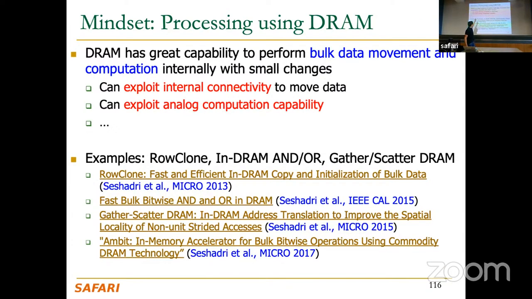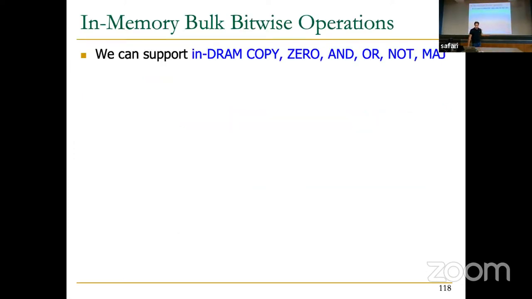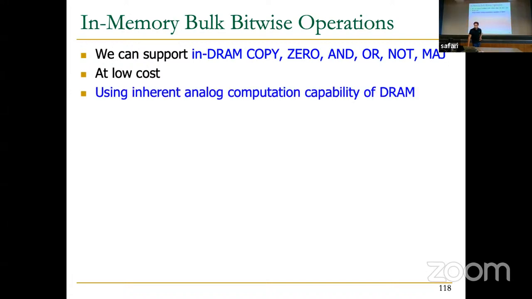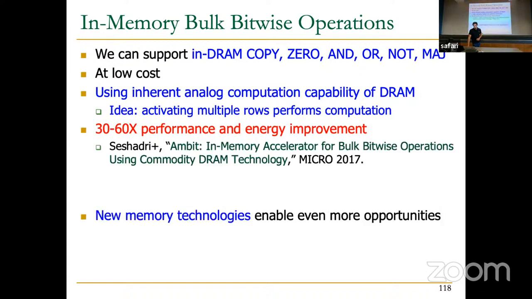Let's go with the second point here, exploiting the analog computation capability. This is what enables us to have in-memory bulk bitwise operations. We can have not only copy and zeroing, but also AND, OR, NOT, majority. We can use all of them at low cost without moving data out of DRAM, just taking advantage of the analog computation capability of DRAM. The key idea, as you will see, is based on activating multiple rows at the same time inside the same subarray. And this can potentially provide very good performance and energy improvements.